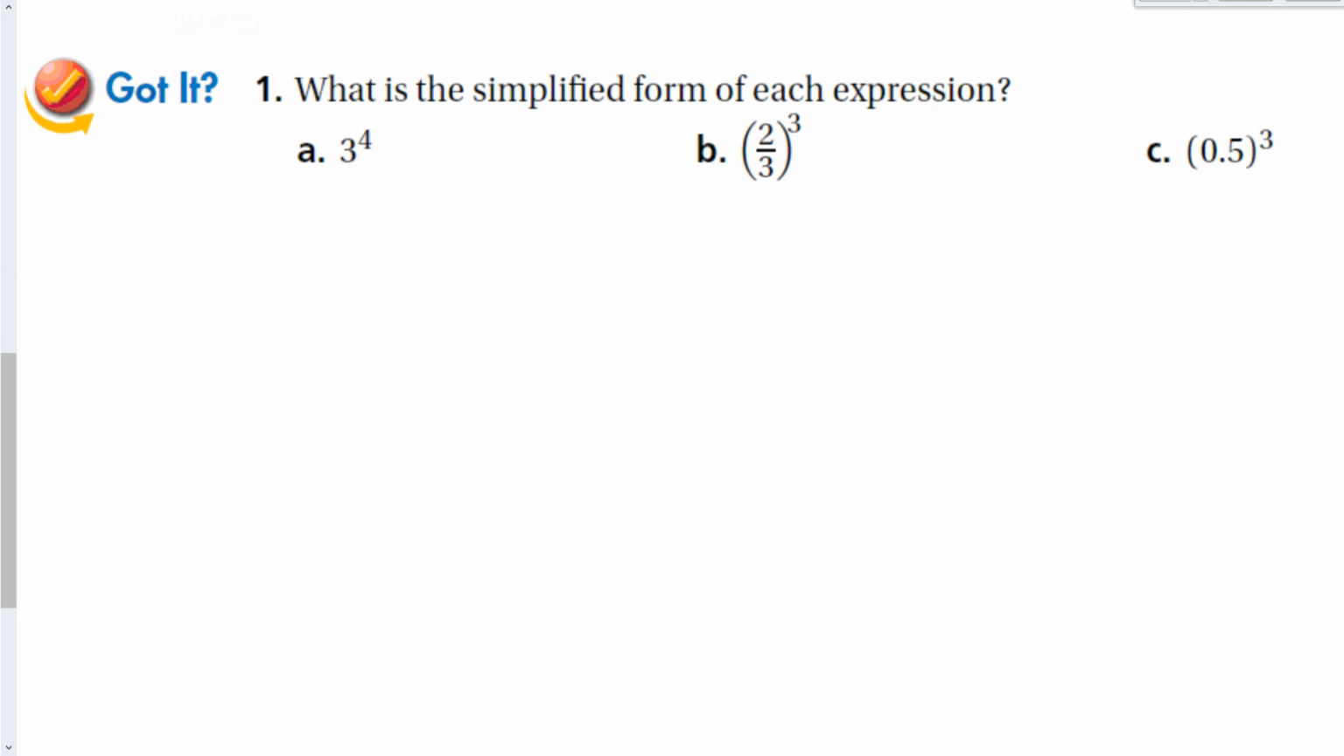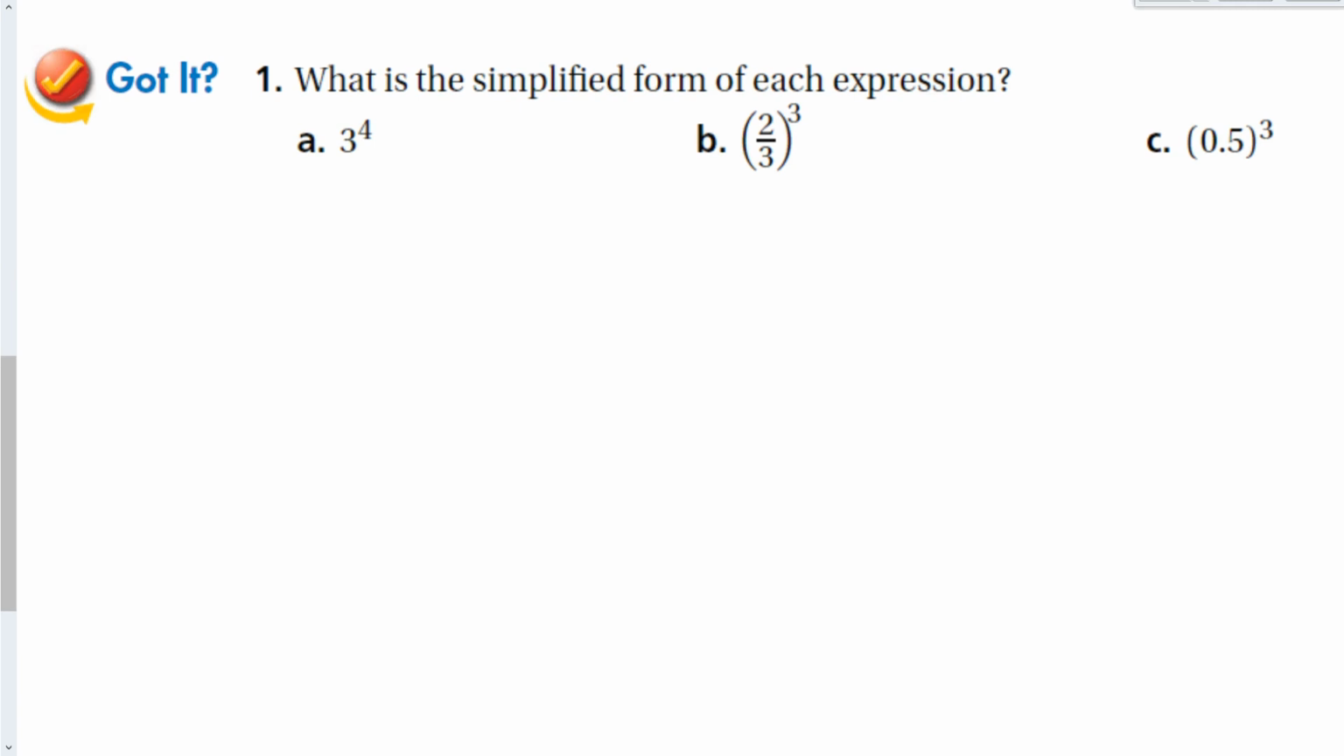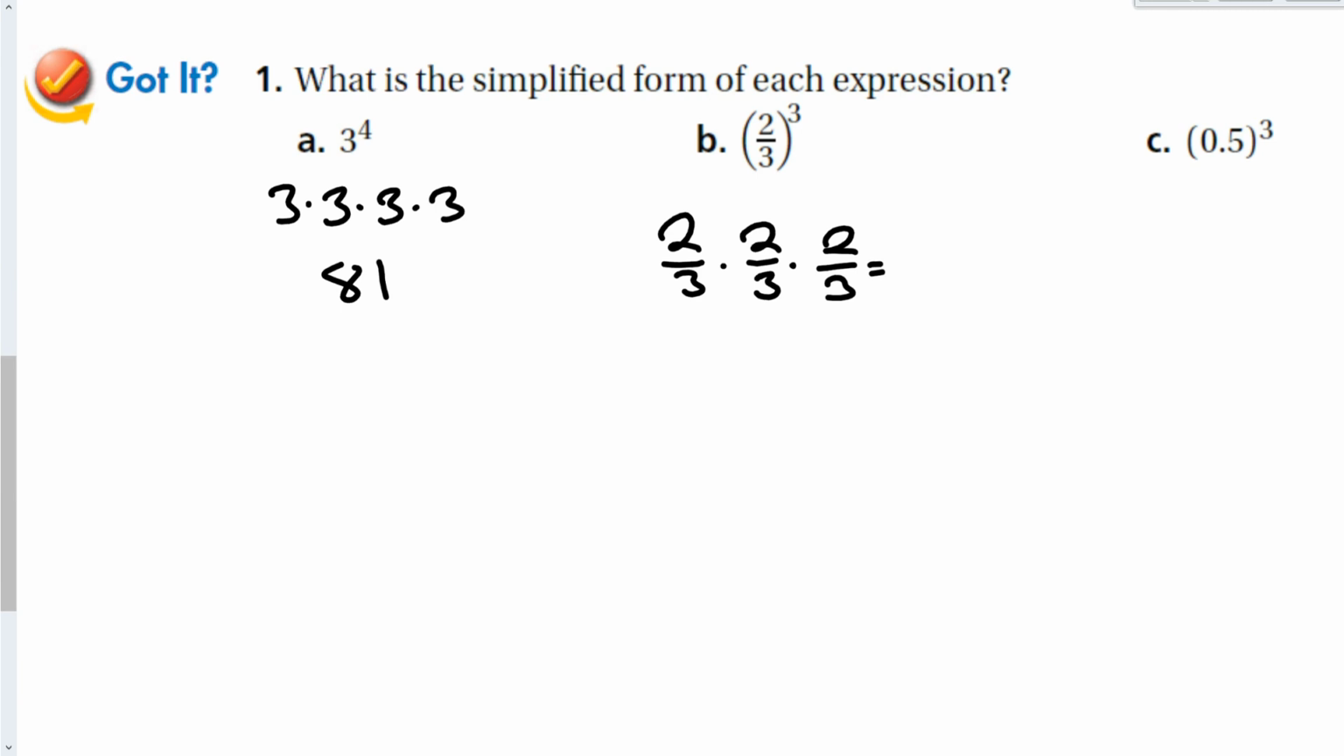some got it problems. Okay, so 3 to the 4th power. Again, we are going to multiply these things 4 times. So that's going to be 3 times 3 times 3 times 3. So we can do this step by step, right? 9 times 3 is 27, times 3 more is 81. Okay. With some of the harder ones, like fractions, if we can remember how fractions work, we have 2/3 times 2/3 times 2/3, which we're going to multiply across the top and multiply across the bottom to give me 8/27.